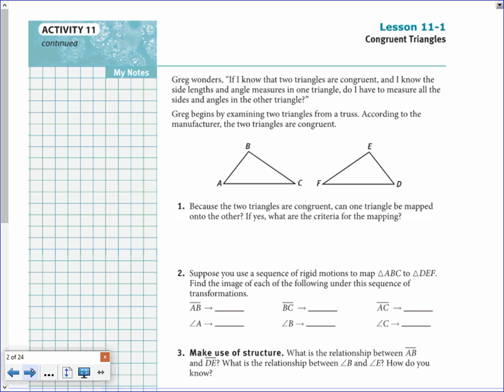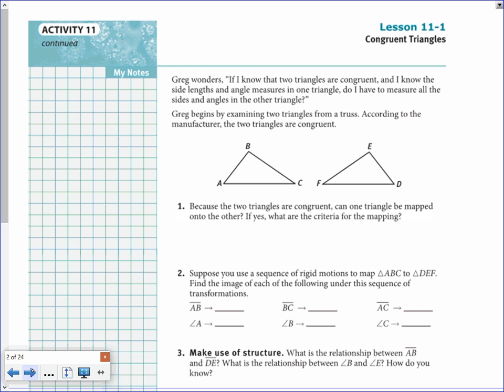No, you're not going to need to measure all of the sides and angles in the other triangle. Since the triangles are congruent, we have pairs of sides and angles that are congruent. And since we know the side lengths and the angle measures of one triangle, the other triangle is going to end up having some of those same side lengths and angle measures. And so that's what we're going to be looking at today. How can we determine exactly which ones match up? So Greg begins by examining two triangles from the truss, triangle ABC and triangle FED. And the manufacturer tells us that the two triangles are congruent.